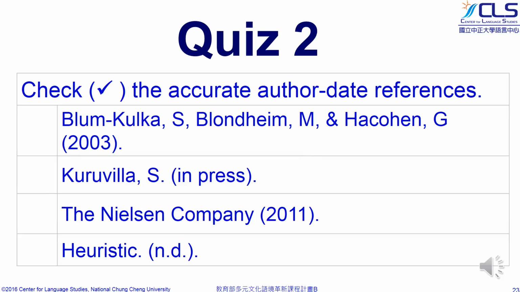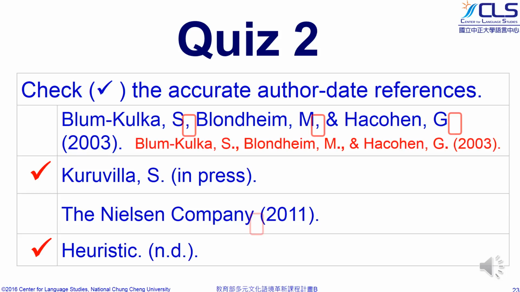Quiz 2. Check the accurate author date references. The answers are the second and the last references. The other two are inaccurate, both due to inaccurate uses of punctuation.